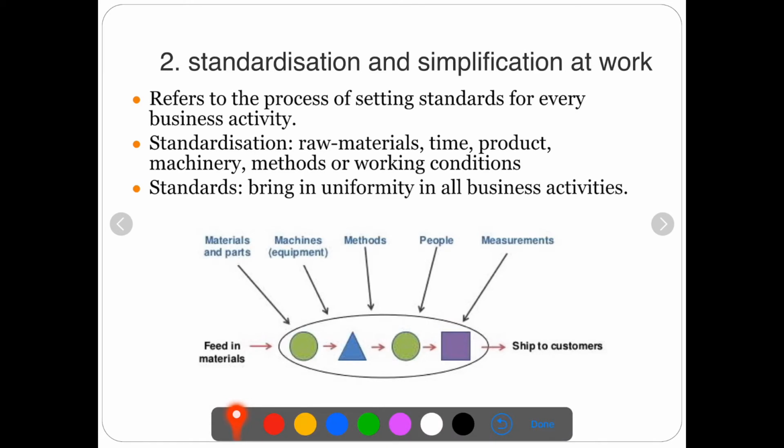Standardization and simplification at work refers to the process of setting standards for every business activity. For example, if you observe the picture, it tells that whatever comes into the factory, like machines, materials, methods, people, measurement, for all these things, you're going to set standards. And this brings in uniformity in all business activities. So, when the final product is ready, you're giving a standardized product to the customers.